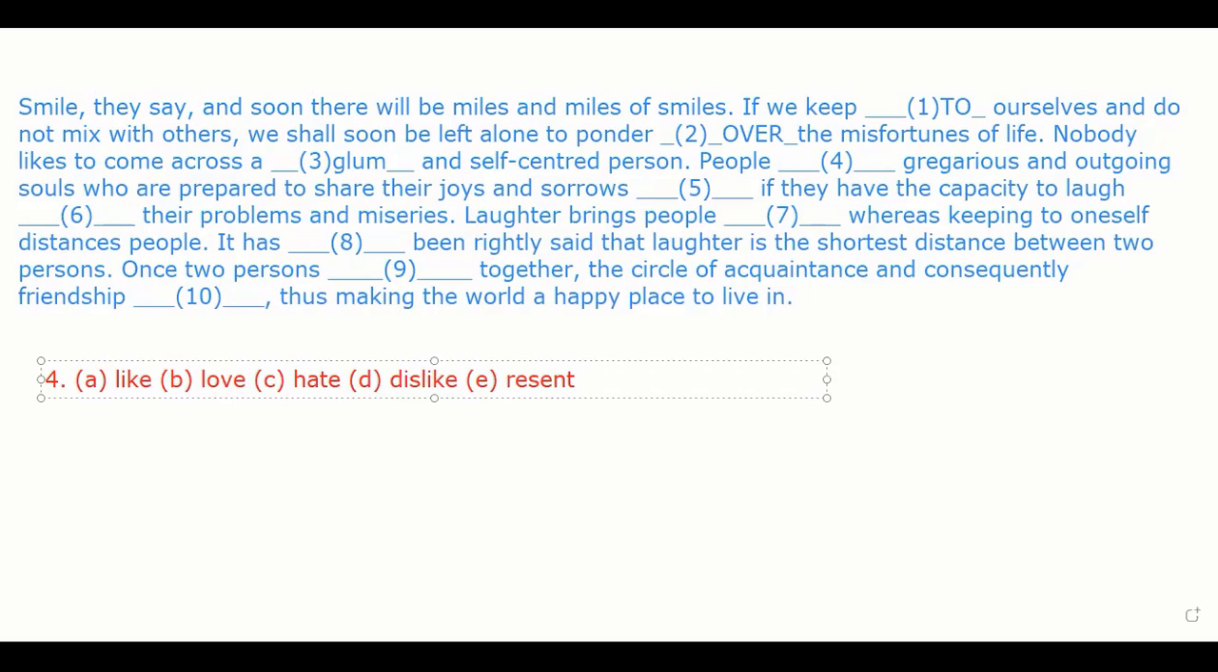Achha, what does gregarious mean, guys? Anybody know what gregarious is? Joy. Yes. Gregarious is a person who is very joyful, who mixes with others, who likes to do social things with happiness. Gregarious. Very good, Moksha. People dash gregarious and outgoing souls who are prepared to share their joys and sorrows. See, it gives that meaning. So is it like, love, hate, dislike, or resent?